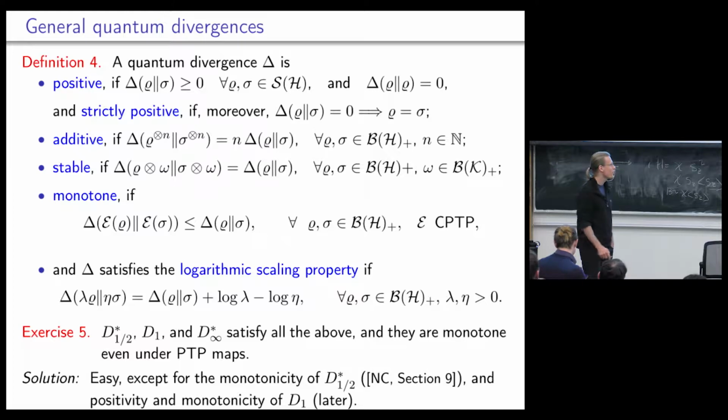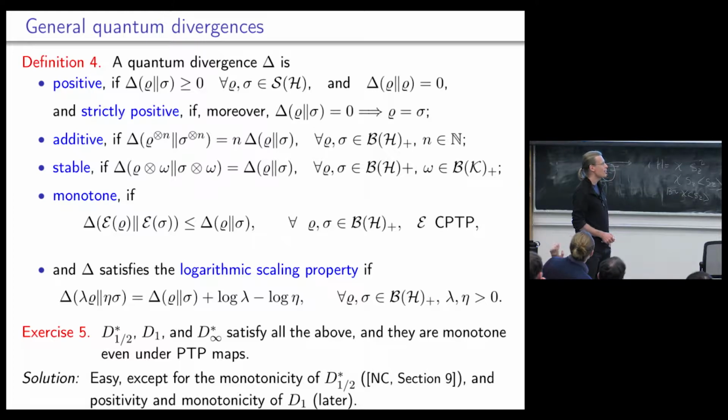Okay. And here's your first exercise for the break. Check that all these quantities that we have introduced before as examples, they satisfy all of the above properties. And actually, they satisfy a stronger monotonicity property, namely with positive trace-preserving maps. So you don't have to assume complete positivity. Now, it's very good if you can solve this exercise, but you are not expected to solve all of it, because monotonicity for this quantity and for the relative entropy is very far from being trivial. For this one, it's from the definition.